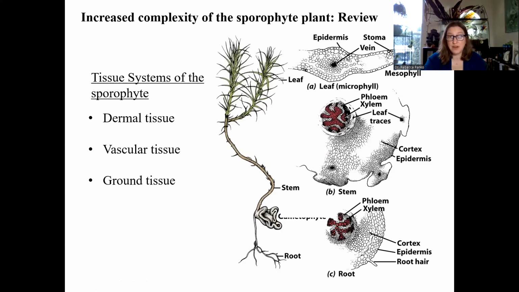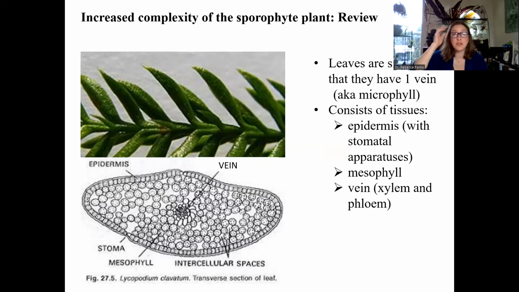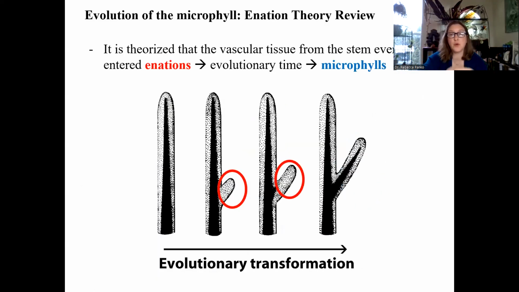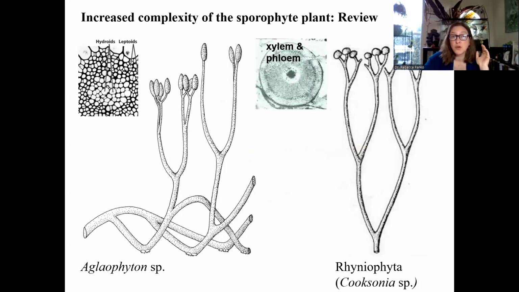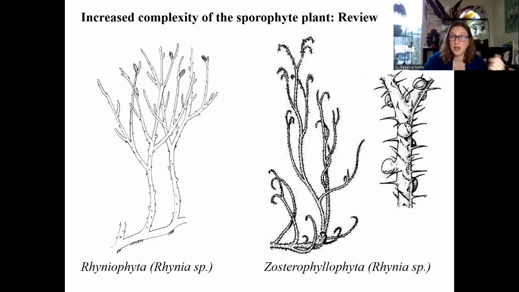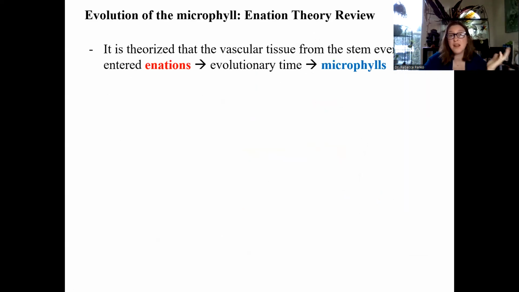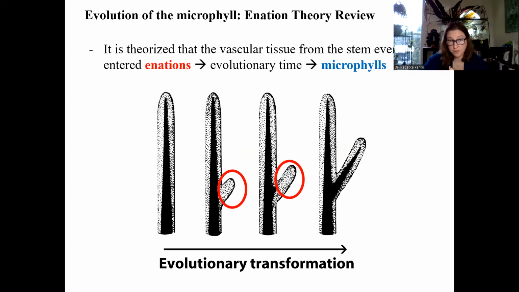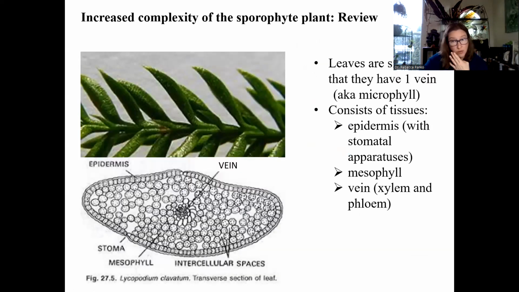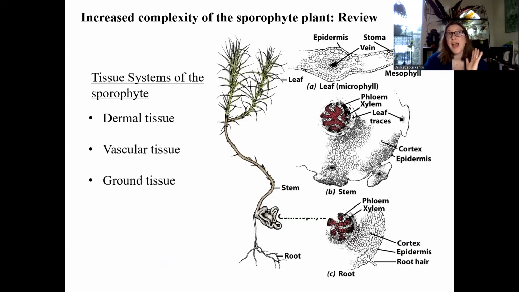We learned about the different types of tissue. So notice the top here, right? We're still talking about the increased complexity of the sporophyte plant. So we went from sporangia at the tips and no leaves to sporangia on the sides and enation, then enation to microphylls, right? Getting more and more complex as the sporophyte plant body.